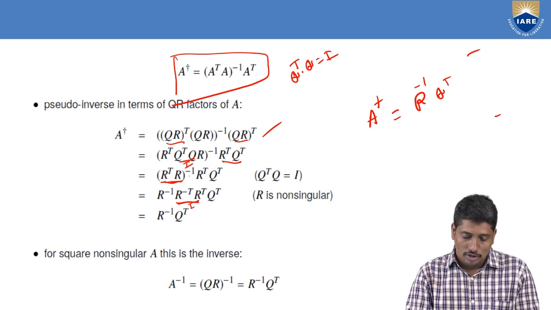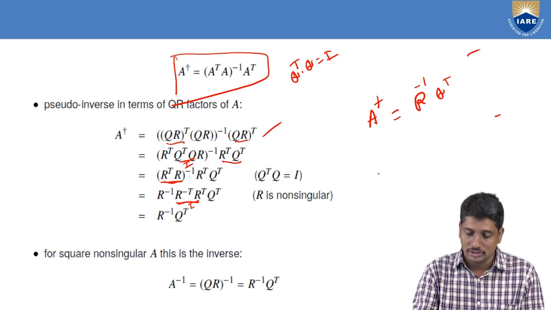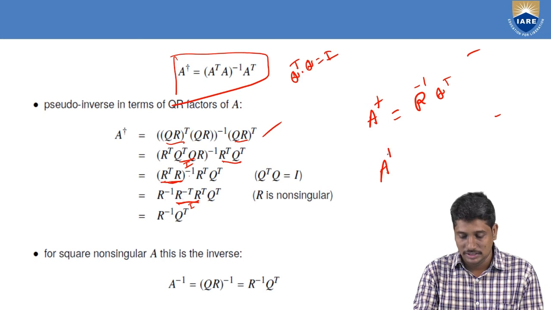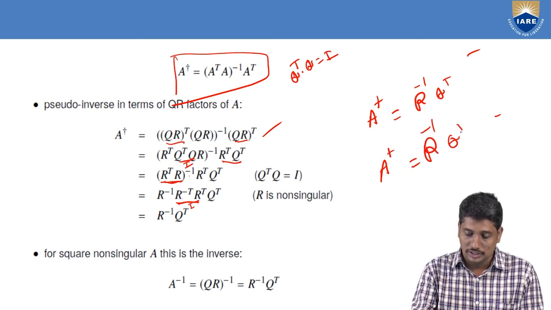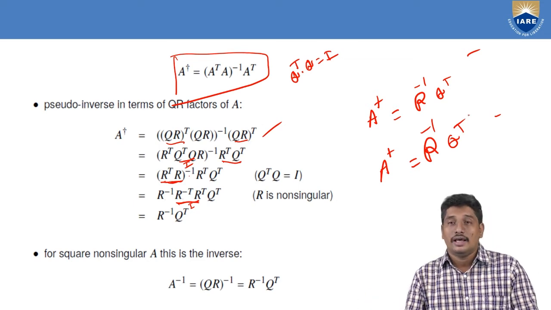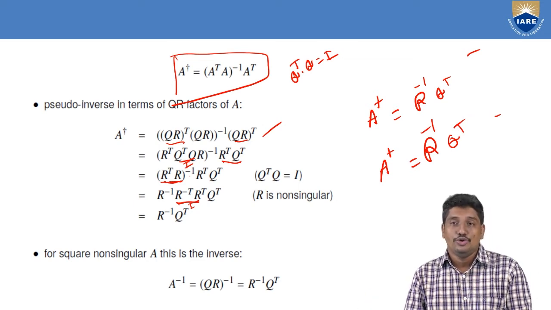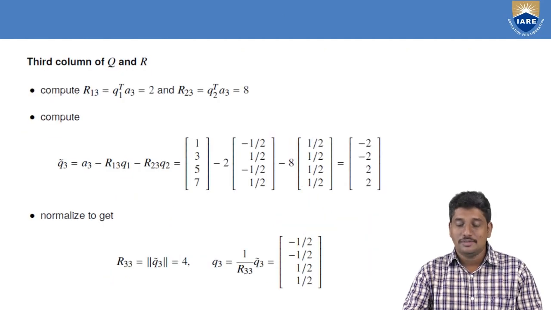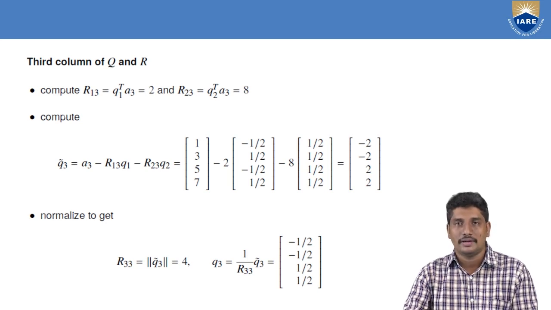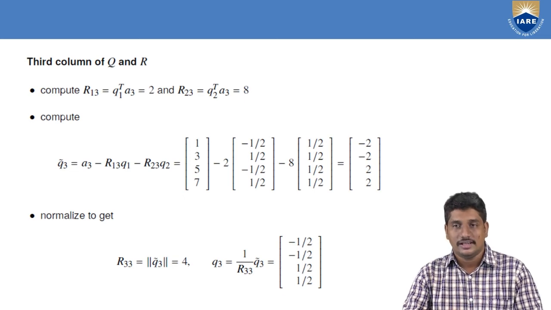Okay, so from here onwards, the definition of pseudo inverse of any matrix is nothing but A plus, which is nothing but R inverse Q transpose. This is an application of QR decomposition. Of course, we have seen this example, and we will see the problem of how to reduce a matrix into a QR product of two matrices Q into R with the help of the Gram-Schmidt process in the next class.